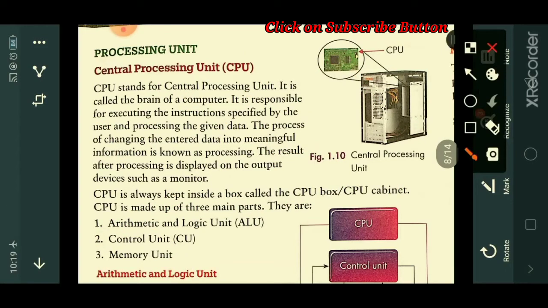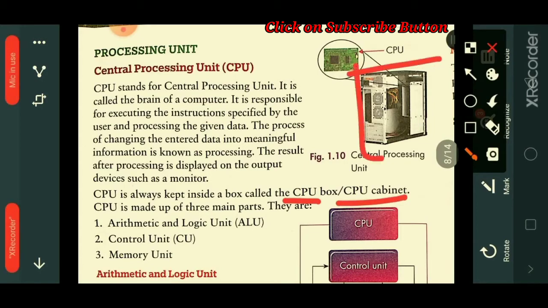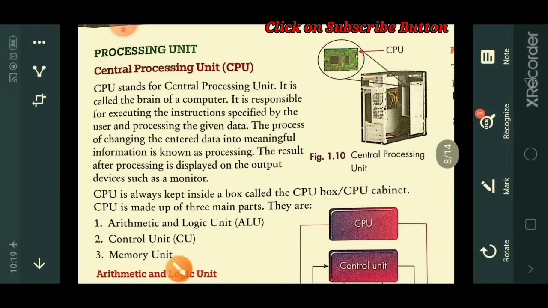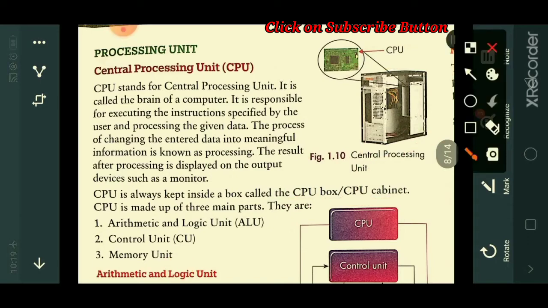CPU is always kept inside a box called the CPU box or CPU cabinet. So students, the container which we use to keep the CPU is known as the CPU cabinet or CPU box. The CPU is made up of three main parts.